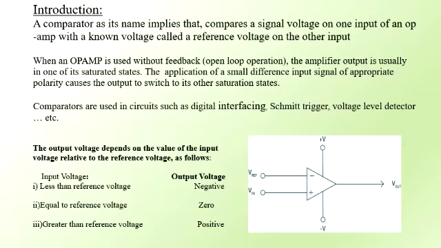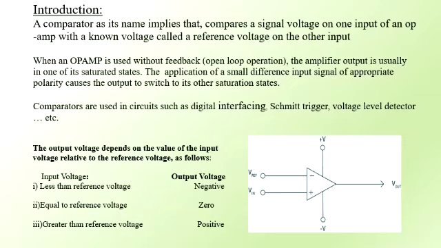And basically the comparators are used as digital interfacing, Schmitt trigger, and voltage level detector. This comparator circuit I am discussing in the next slide, before going to the voltage level detector and Schmitt trigger circuit also. Now once again we are discussing that the output voltage depends on the value of input voltage related to the reference voltage.